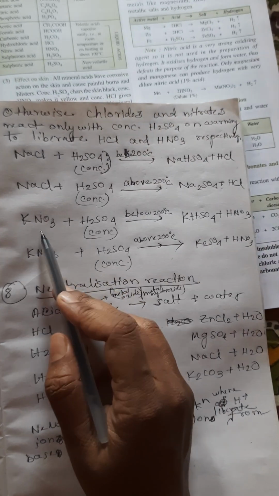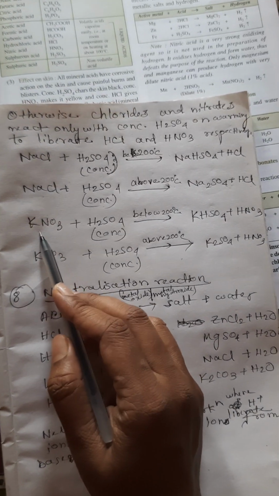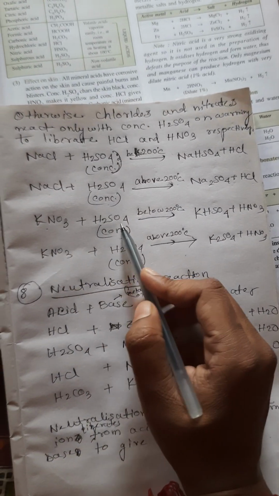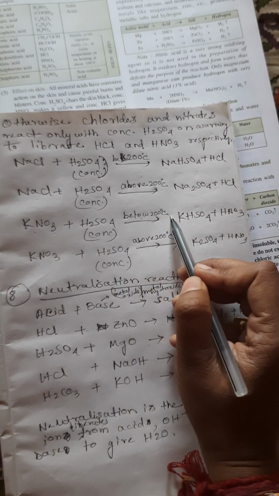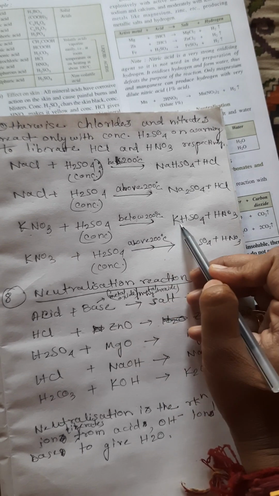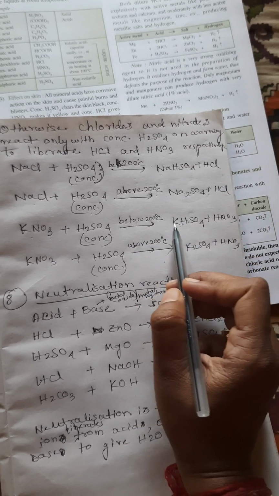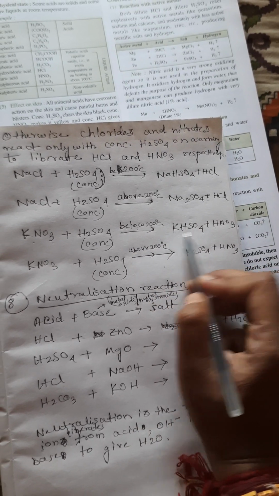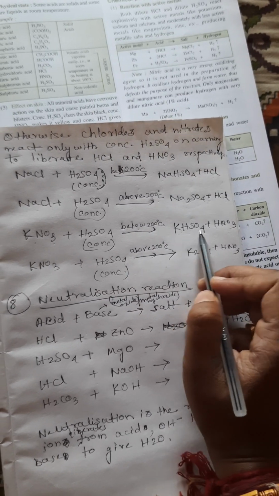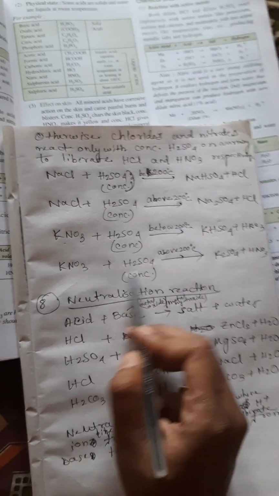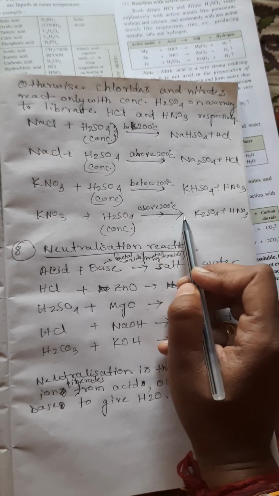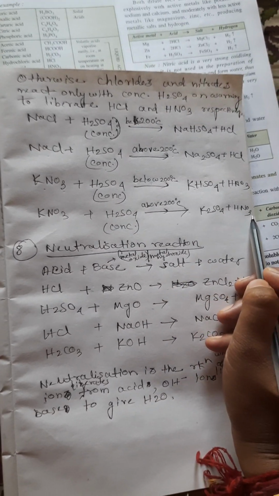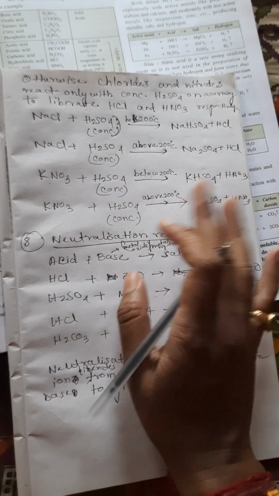Same reaction: potassium nitrate when it reacts with concentrated H2SO4, but the temperature is below 200 degrees centigrade. So which product will be obtained? See, potassium hydrogen sulfate or potassium bisulfate and nitric acid, and if the temperature is above 200 degrees centigrade, then potassium sulfate and nitric acid. These four reactions are important.